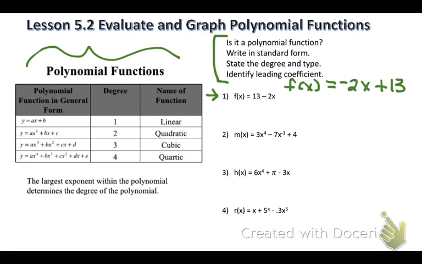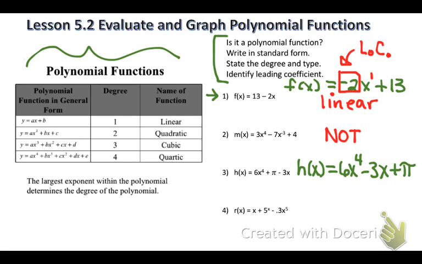It's linear with the highest degree being 1. And the last thing we're asked to do is identify the leading coefficient, and the leading coefficient is negative 2. All right, so I would pause the video and give the next 3 a try.